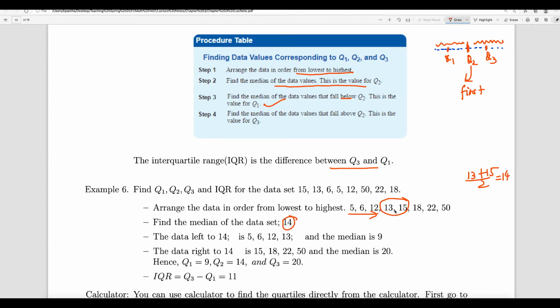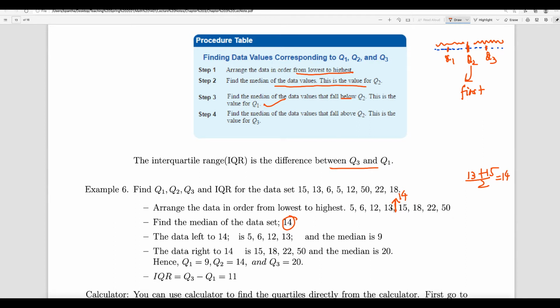So let me write down the median as 14, and let me erase that one as well. The median is somewhere here, 14. Now to find Q1, you look at the data left of 14 and find the median there, and for Q3, the third quartile, you look at the data right of it. So let's find Q1.